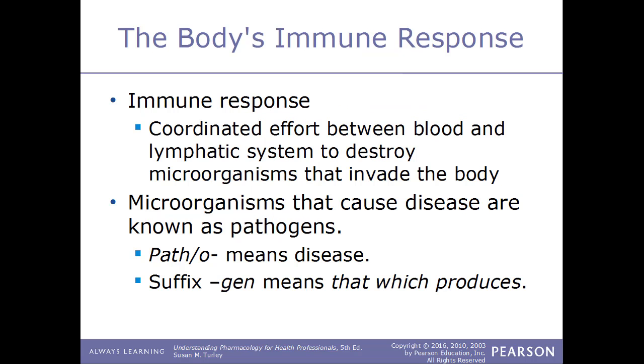Alright, we'll start off first with the body's immune response. Now, the immune response is a coordinated effort between the blood and the lymphatic system to destroy microorganisms that invade the body. And any microorganism that causes a disease is known generically as a pathogen. Patho means disease, and the suffix gen means that which produces.